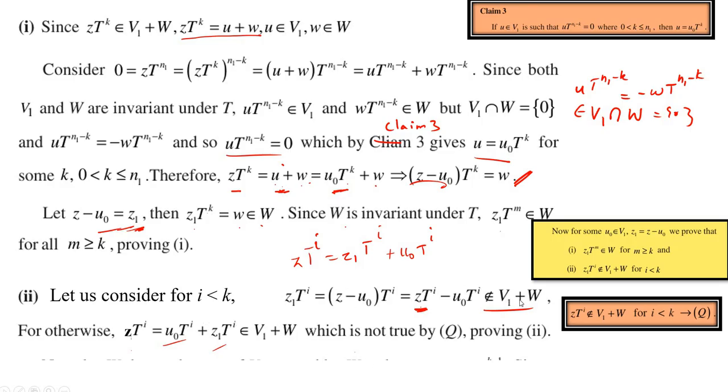Therefore, this cannot be a member of V1 plus W. So Z1 T power i does not belong to V1 plus W with i less than K. So that is also established. So we have got both 1 and 2 being established.